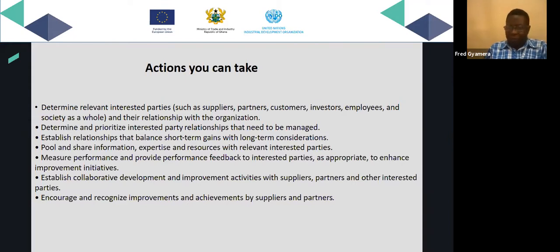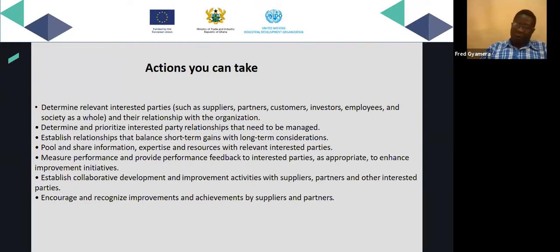Collaborative development and improvement activities with your suppliers or partners and other interested parties. When we were talking previously about ensuring quality in terms of food safety, right from the primary production side through to where you consume, if you are able to collaborate and share some of the things that you do to improve and enhance your quality with all these partners, that is good. That is what this principle was talking about.